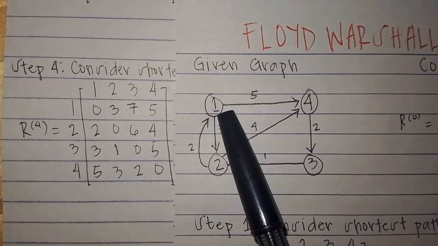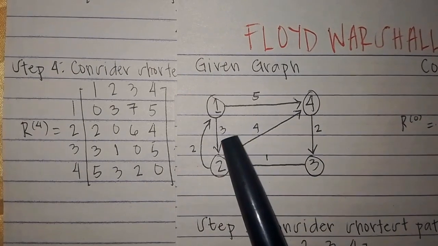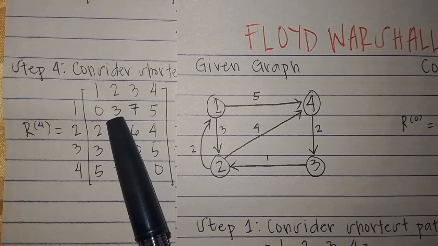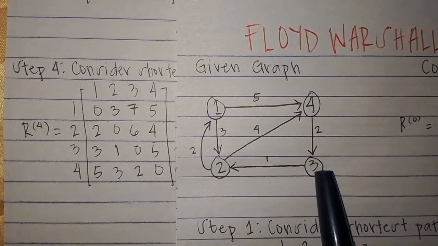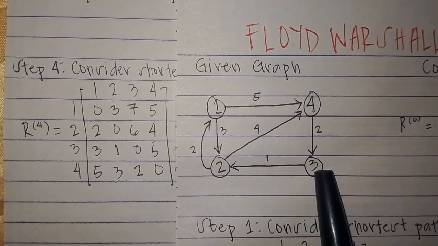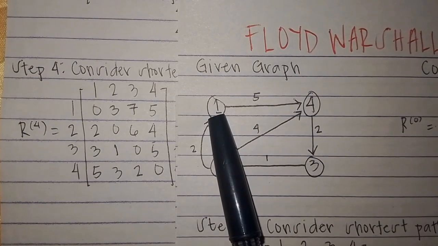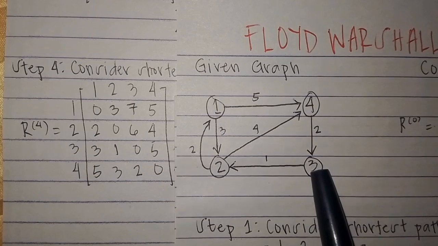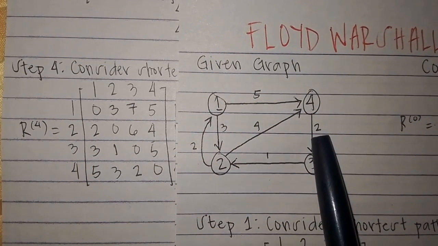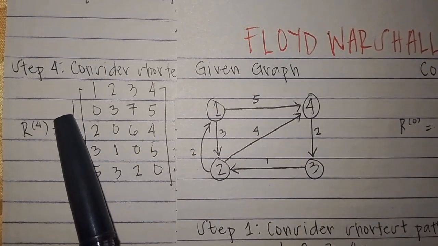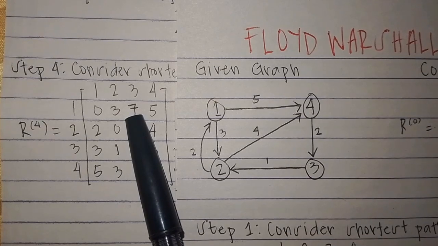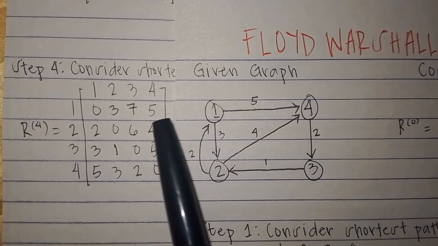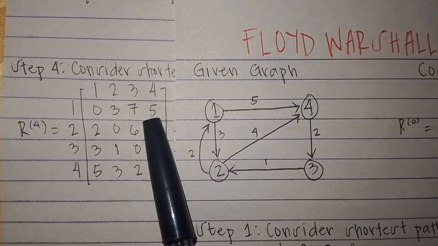So 1 to 2, the distance is 3. Same as here in the cost matrix, 1 to 2 is 3. And 1 to 3, there is no directed path, so we consider this vertex 1 to 4, and then 4 to 3. So 5 plus 2 is 7. So here in the cost matrix, 1 to 3 is 7. And then 1 to 4, the distance is 5. Same as in the matrix, it's 5.